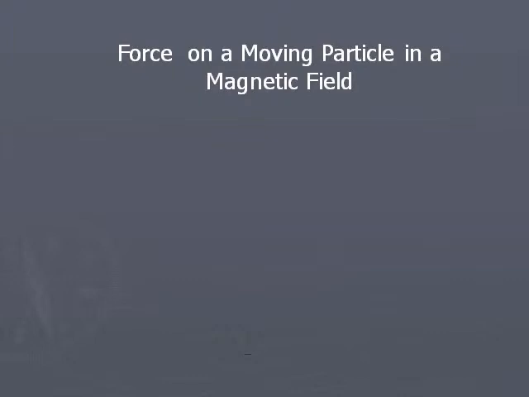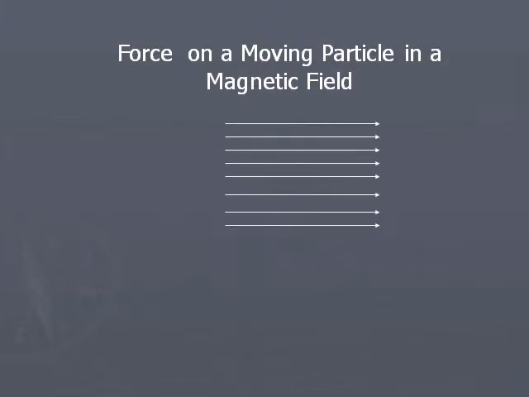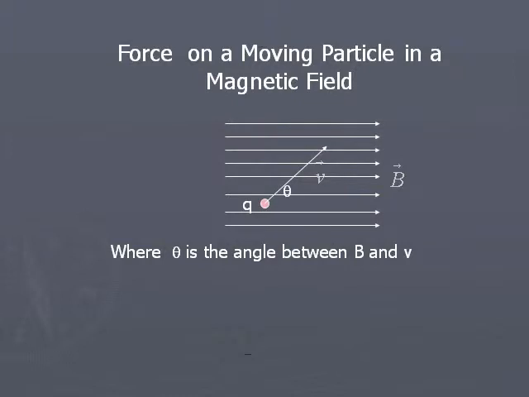Force on a moving particle in a magnetic field. Here I mean charged particle. Force on a moving charged particle in a magnetic field. Let us consider a uniform magnetic field of induction B situated to the right in the plane of the screen, and the charged particle Q is moving with a velocity v at an angle theta to the direction of the field and in the plane of the screen.